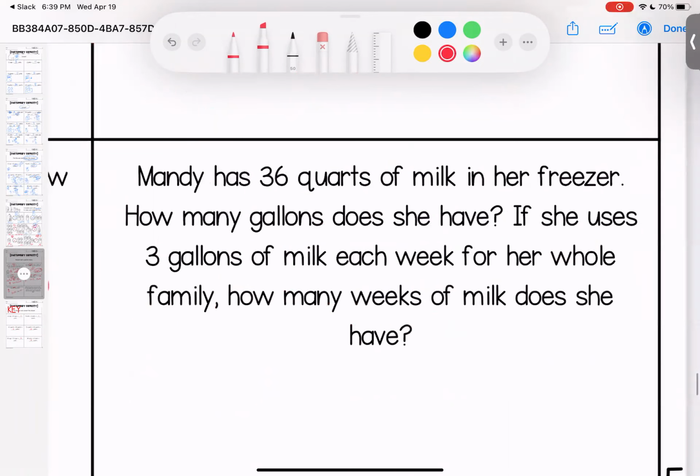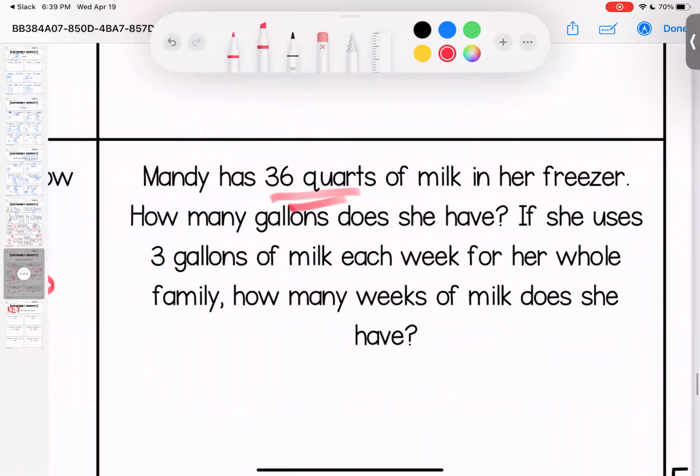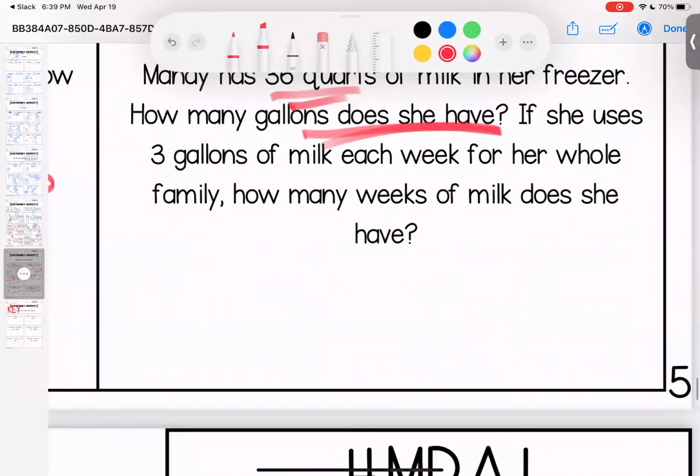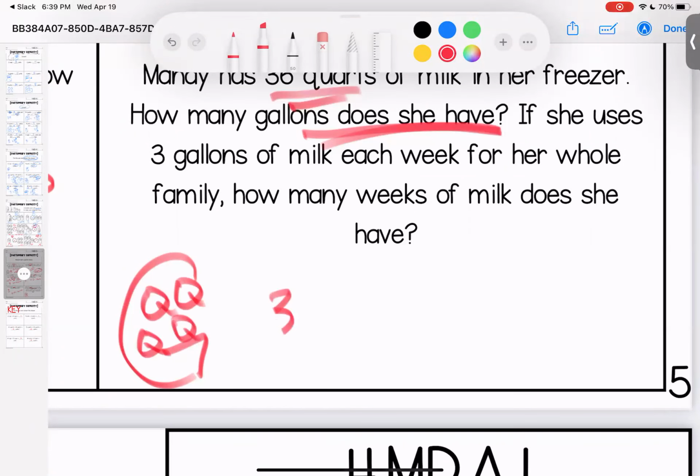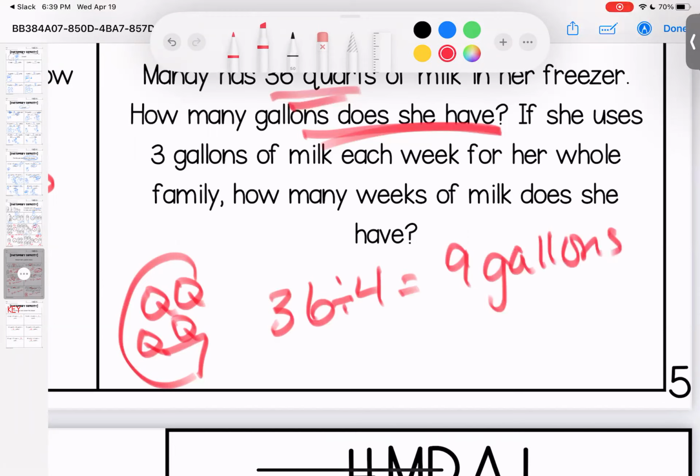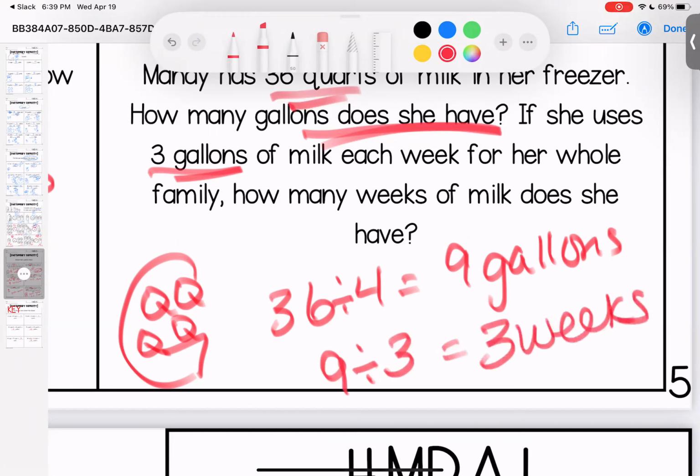Last question. Mandy has 36 quarts of milk in her freezer. How many gallons does she have? Let's start with that. Our gallon had 4 queens. So I need to do 36 divided by 4. I have 9 gallons in the freezer. If she uses 3 gallons of milk each week for her whole family, how many weeks of milk does she have? Well, I can take that and divide it by the 3 gallons she uses each week. And this is going to last her for 3 weeks.